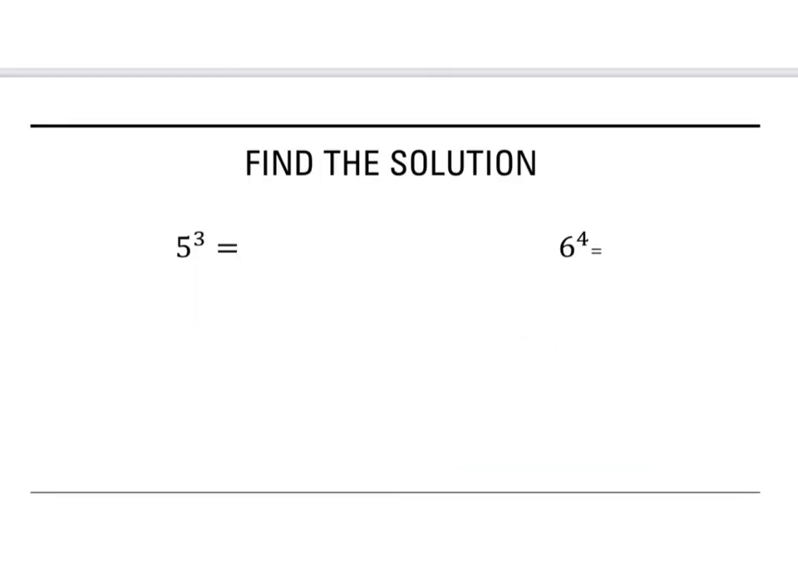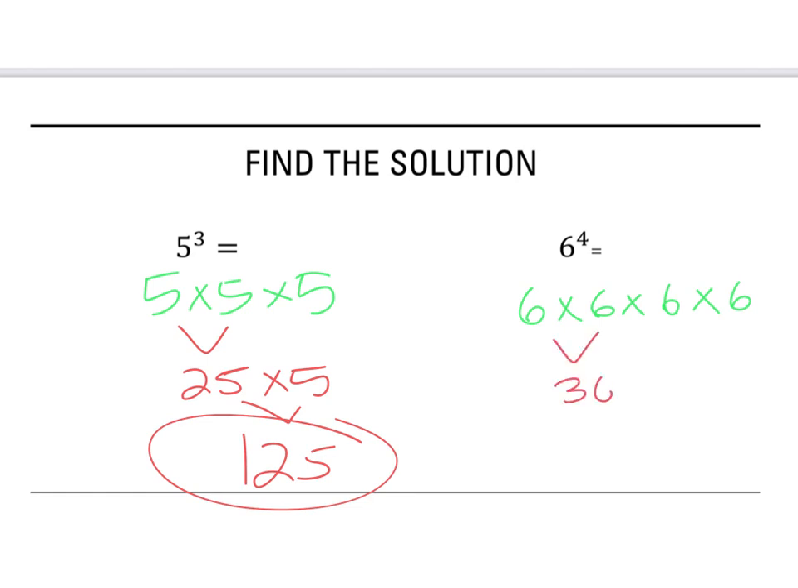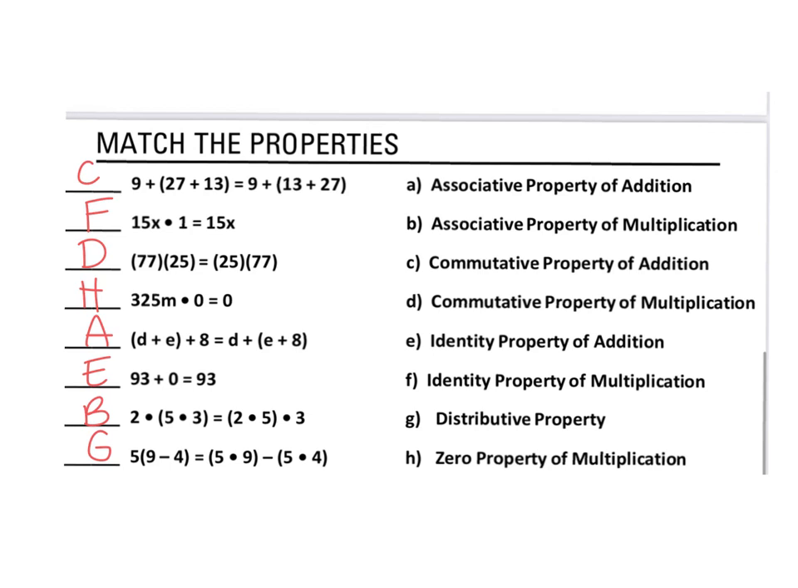All right, so we are just solving for these. So we've got 5 to the third power, which is just 5 times 5 times 5. And then we've got 6 to the fourth power, so that's 6 times 6 times 6 times 6. All right, so if we do 5 times 5, we get 25, and then 25 times 5 is going to give me 125. And then for 6 times 6, that's 36, times 6 times 6. 36 times 6 is going to give me 216 times 6. That's going to give me 1,296.